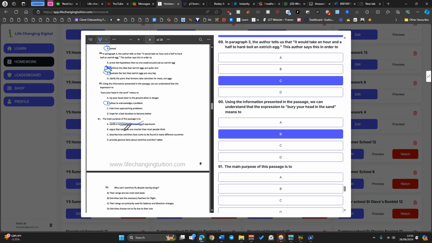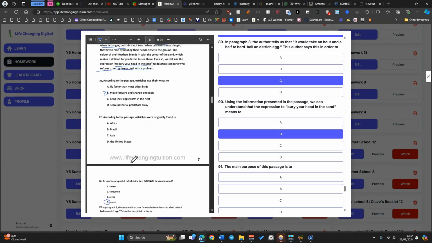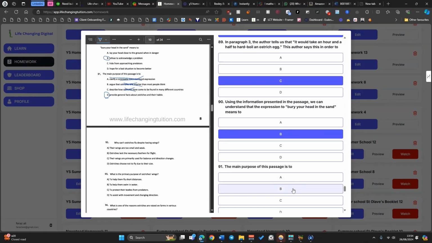Argue that ostriches are smarter? Nope. Describe how ostriches have come to be found in many different countries? Nope. Provide general facts about ostriches and their habits. Yeah, it seems to be talking just in general about loads of different facts about ostriches. So the answer here should be D.